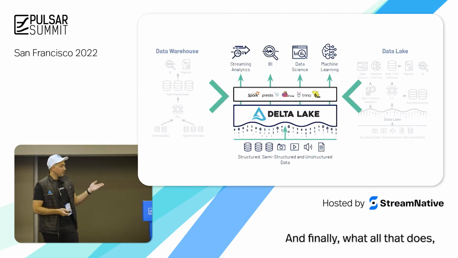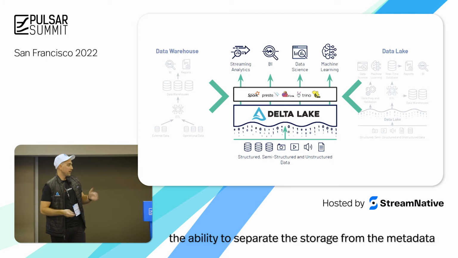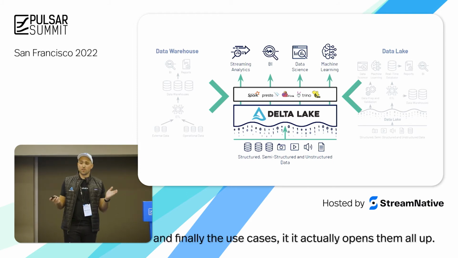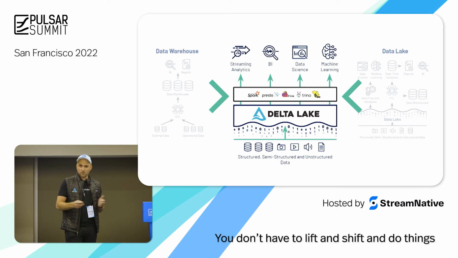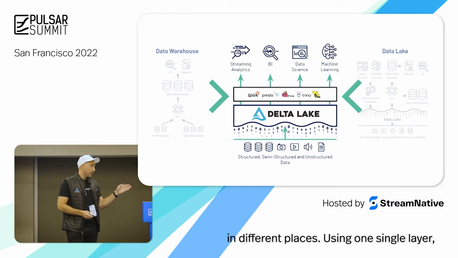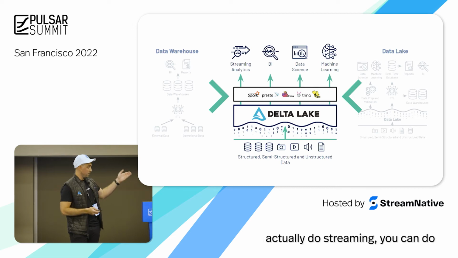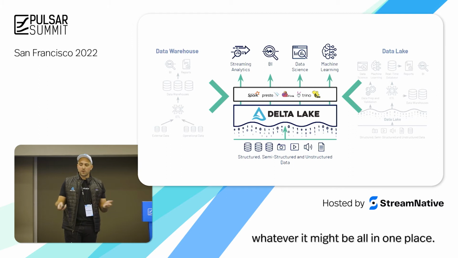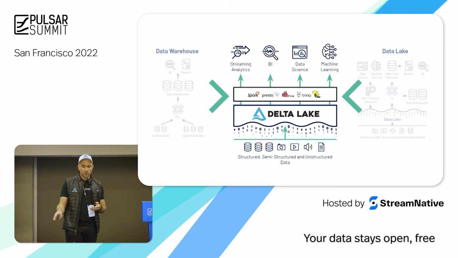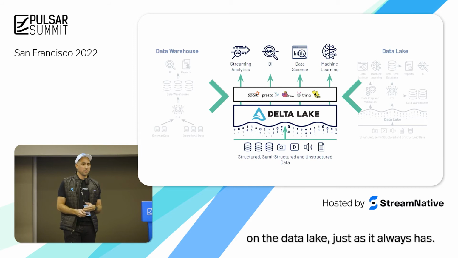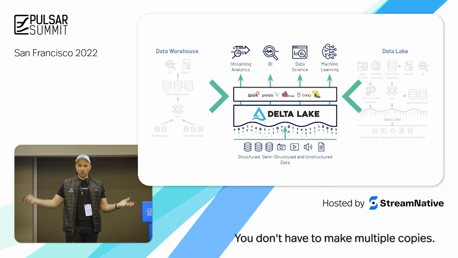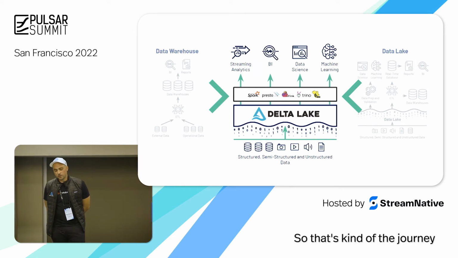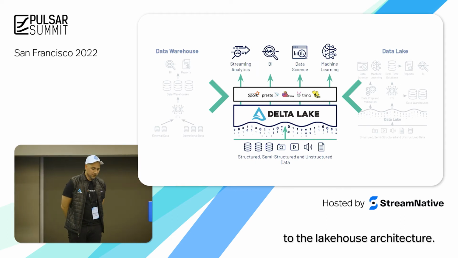And finally, what all that does, the ability to separate the storage from the metadata, from the engine, and finally the use cases, it actually opens them all up. You don't have to lift and shift and do things in different places. Using one single layer in an engine of your choice, you can actually do streaming, you can do regular analytics, machine learning, whatever it might be. All in one place, your data stays open, free, on the data lake, just as it always has. You don't have to make multiple copies, ETL jobs, on and on and on. So that's the journey to the Lakehouse architecture.